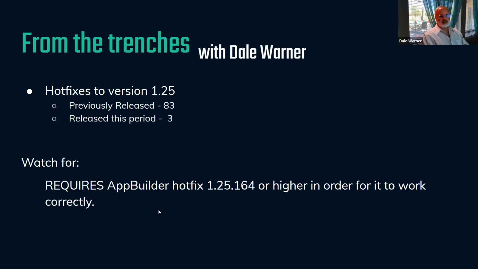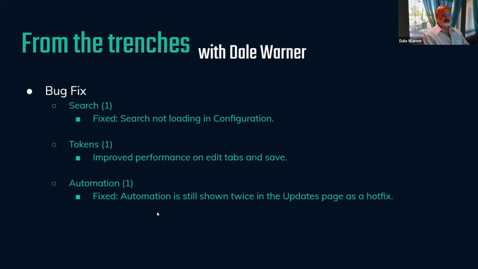Just as a general reminder, if you're applying hotfixes, watch the notes. Take a look at the notes of things that you're going to apply. Some things require our app builder version 125.64 or higher. And if you don't install that and you install one of the hotfixes, you could break your instance. It's repairable, but avoidable. So keep your panic level down. Just read the notes that go with these different hotfixes.